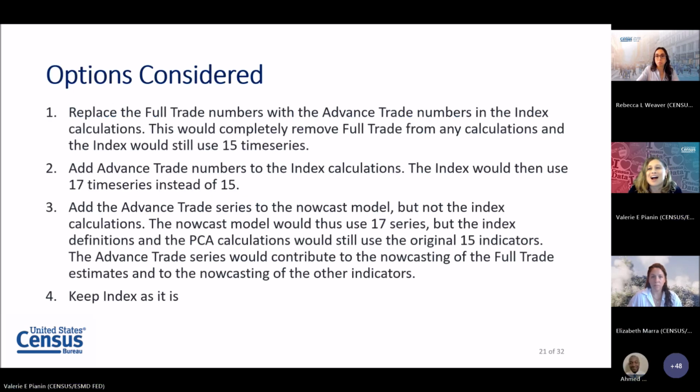Thank you. So these are the options we considered. 1, remove full trade from calculations and instead use advanced trade to calculate the index. This would use 15 time series. 2, use advanced trade in addition to full trade to calculate the index. This increases the number of series to 17. 3, add advanced trade to the nowcasting, but only use full trade for the index calculation. The nowcasting now involves 17 series, but only the original 15 are used to calculate the index. And last, keep the index as it is with no advanced trade numbers.